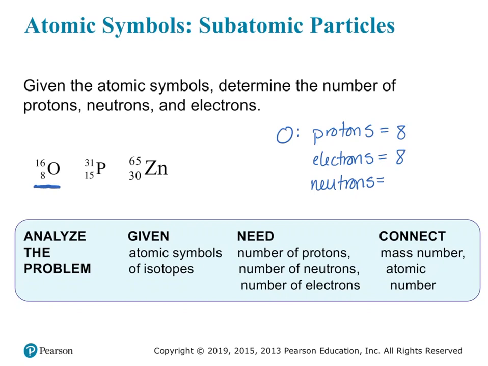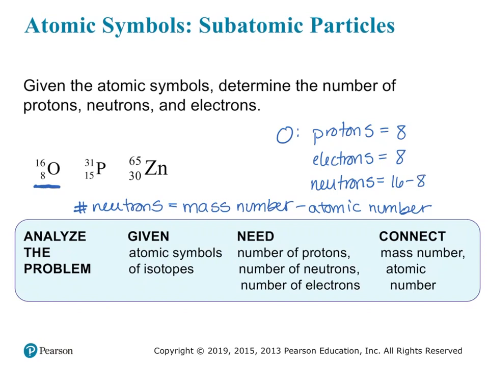So in this instance, we're going to use that equation where the number of neutrons is equal to the mass number minus the atomic number. So for the number of neutrons, we subtract 8 from 16, and that will give us 8 neutrons. All right, so not too bad.